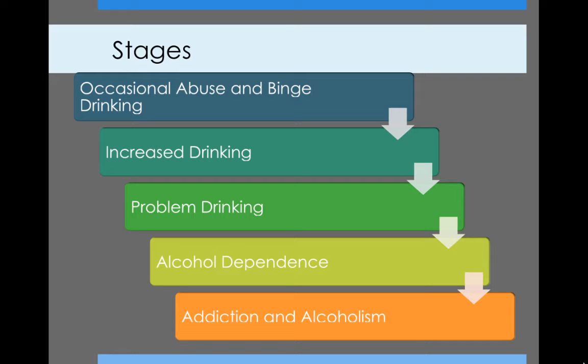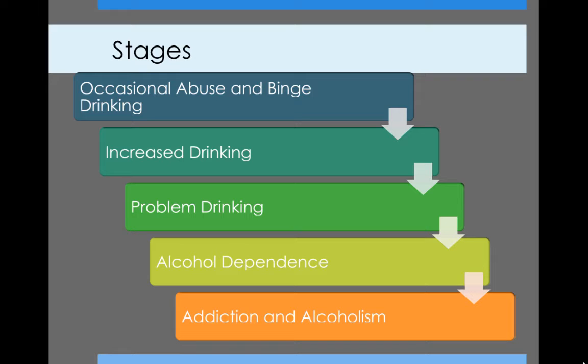And then the third stage is problem drinking, so they're starting to feel the impact of their drinking. It may be affecting relationships, decreasing social activities, so they're not going out and socializing with their peers or even with their family members. And then the fourth stage is alcohol dependence. It is possible to be dependent but not addicted.